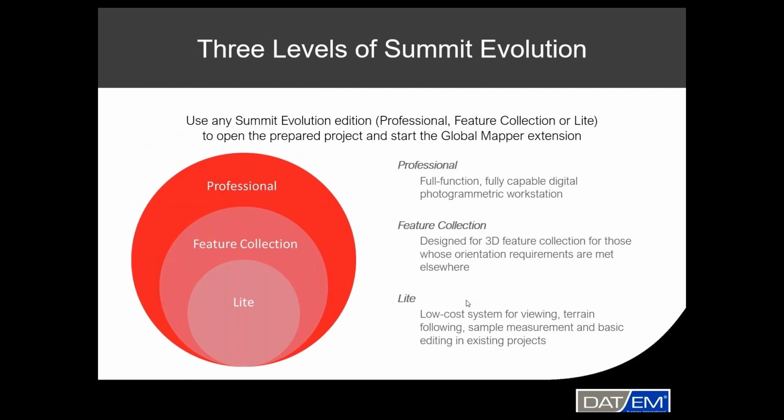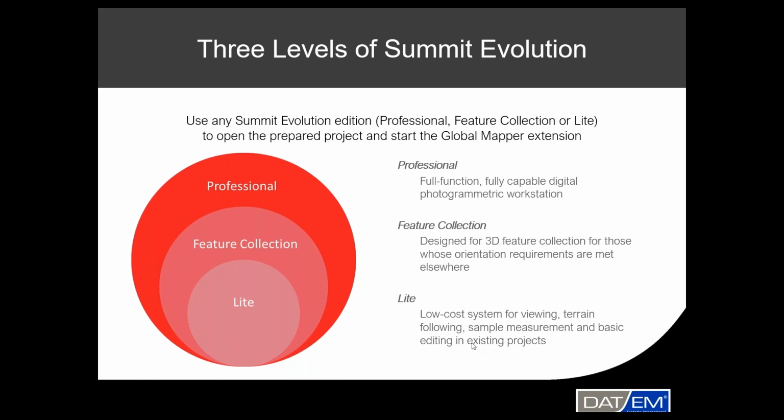There's 3 levels of Summit. I'll get through this pretty quickly. There's Pro, Feature Collection, and Light, and it's just how it sounds. Light's the low-cost system for basic editing. It's got some limitations on what kind of input systems you can use, like a system mouse instead of one of those 3D cursors that we saw in the earlier slide.